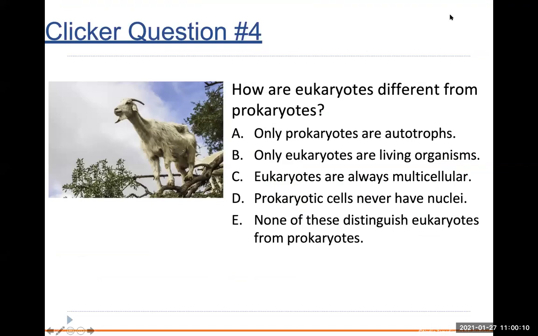There's a question for you guys. How are eukaryotes different from prokaryotes? So D, yes, it is D. Prokaryotes don't have a nucleus. Then it says only eukaryotes are living organisms. There are some bacteria that are living organisms. They're prokaryotes, so that's not true. Eukaryotes are not always multicellular. They can be single cell or they can be multicellular.